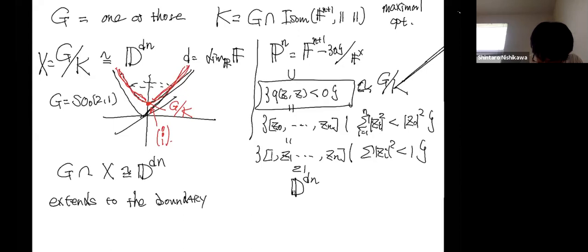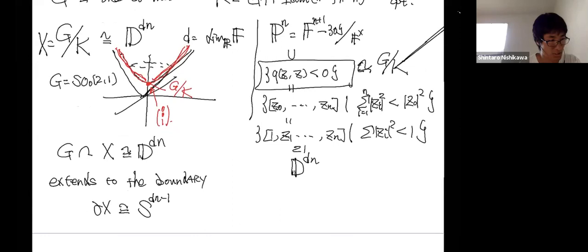Which is the sphere of D^{n-1} dimension. So this is odd provided the scalar is not real. And again, you have a specific identification, which is Q(z,z) equals zero. This is in P^n.